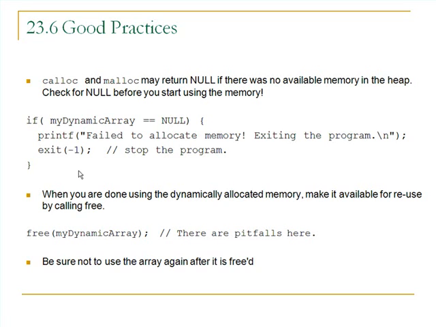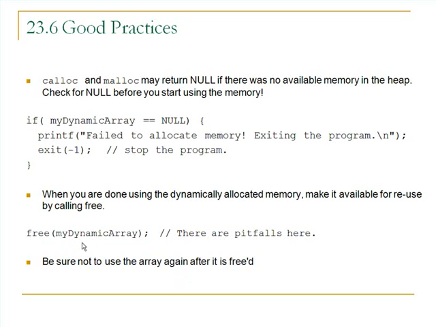Okay, so when you're done using the dynamically allocated memory, you have to give it back yourself. So this is not automatic. The way that the stack works, the heap is more like just a big chunk of memory out there, and you can take some and you have to give it back when you're done with it. So we use a method called free, and you pass to free the pointer to the block of memory that you don't need anymore.